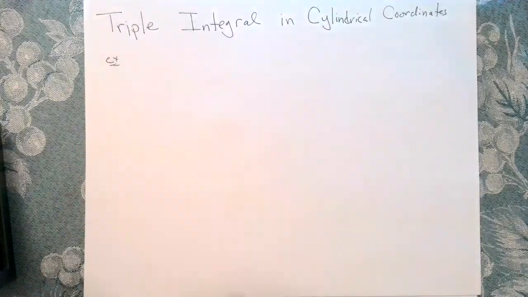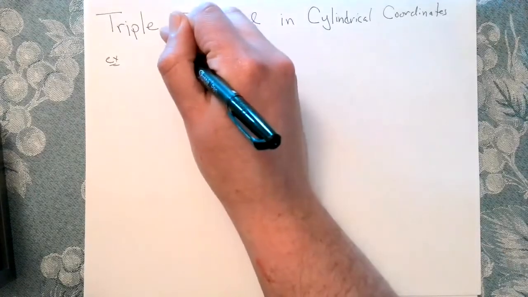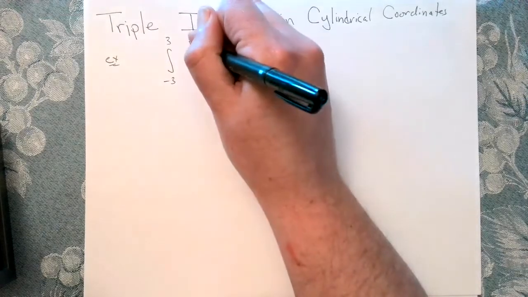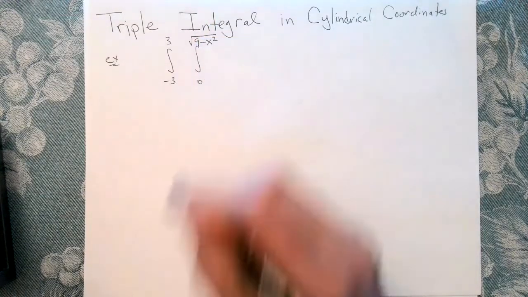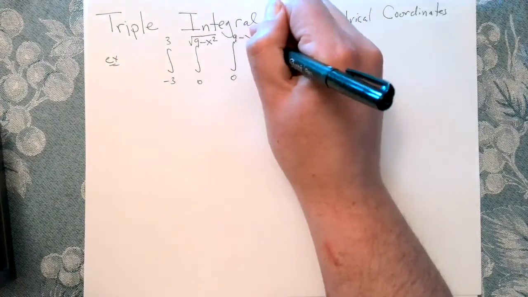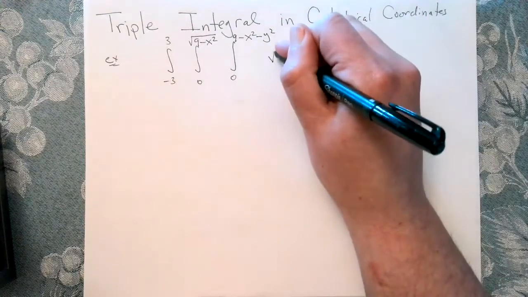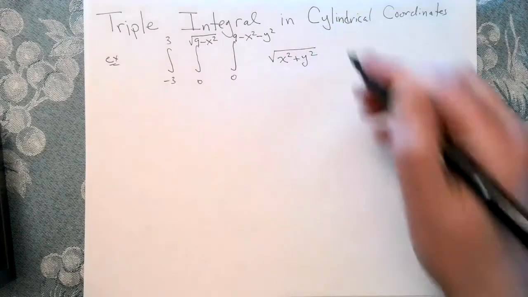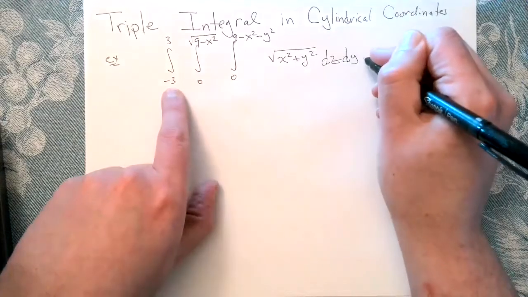We have the following. For our outer integral, we're going from -3 to 3. For the middle integral, we're going from 0 to the square root of 9 minus x squared. And for our inner integral, we're going from 0 to 9 minus x squared minus y squared. For our integrand, we have the square root of x squared plus y squared. And the order will be dz, then dy, and then dx.